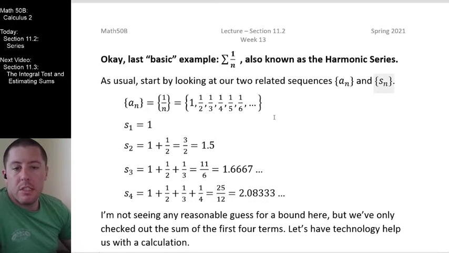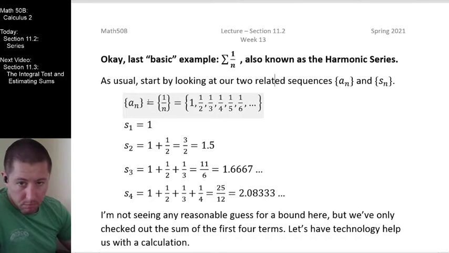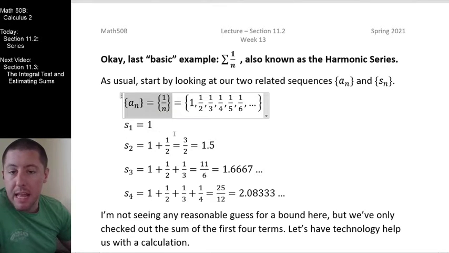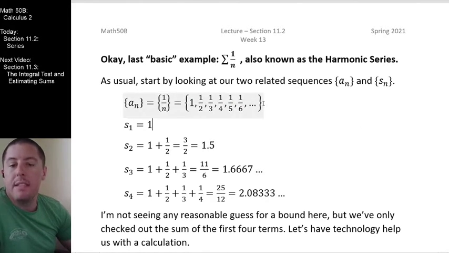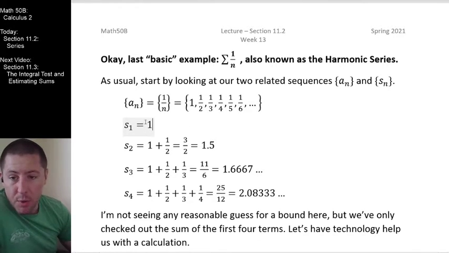So, as usual, let's start by looking at our two related sequences, a sub n and s sub n, for the harmonic series here. The individual terms themselves, the a sub n's, all look like 1/n, where n is the index of the series. So 1/1, 1/2, 1/3, etc., right? So this is what our a sub n terms look like. But that's just the sequence. We want to add up the sequence. So we can say, well, if I start adding up the sequence, what kind of numbers do I get? Well, the first term is just 1.